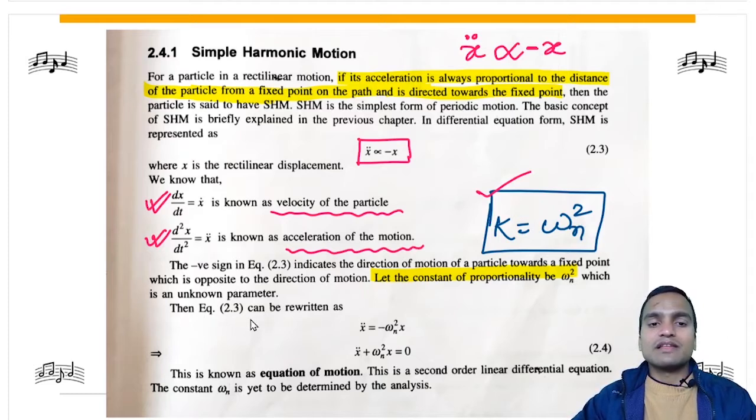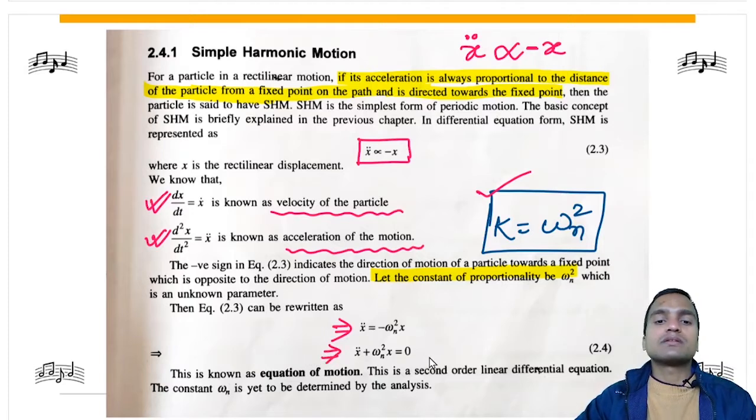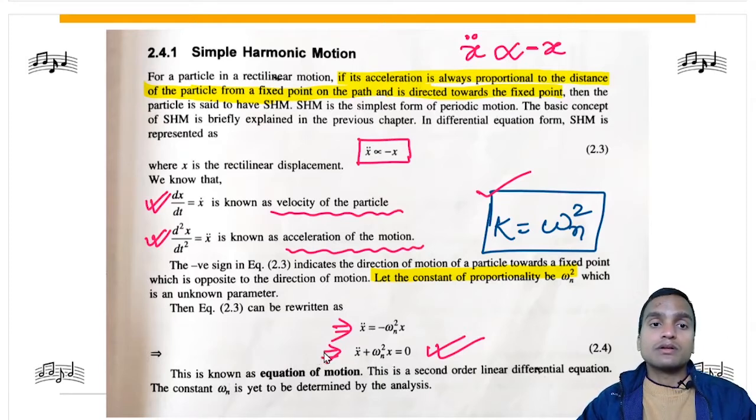After rewriting equation 2.3 as x double dot equals minus omega n square x, and taking everything on the left hand side, we can write the equation of motion like this, and we can see this is a second order linear differential equation. Second order, why? Because it involves a term of d2x upon dt square, a higher order differential term of the variable x.